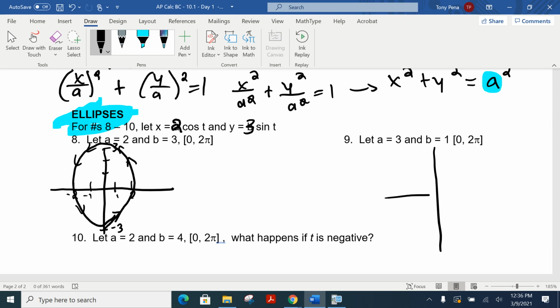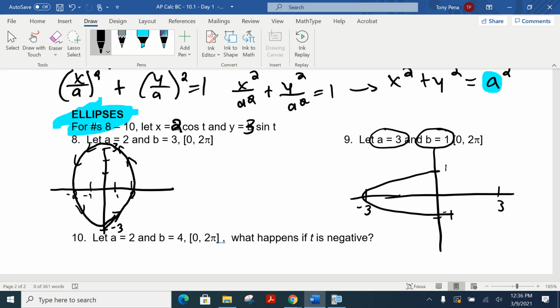Okay. So same with this one. Probably don't need our calculator at this point. Now that this is the coefficient of our x, our cosine, that means we're going to go to a positive 3 along the x-axis and a negative 3 along the x-axis. The b is the coefficient for your y sine of t. So that means we're only going to go up to 1 and negative 1. So now we're going to get kind of like a football ellipse. But when we graph this, you can use your calculator if you want to confirm that. That also goes in a counterclockwise direction.